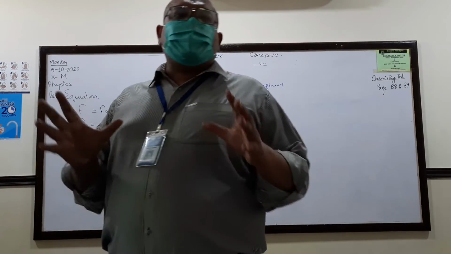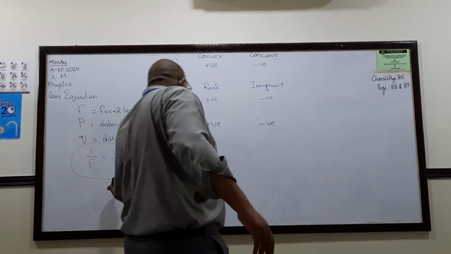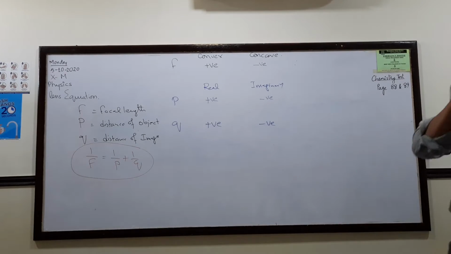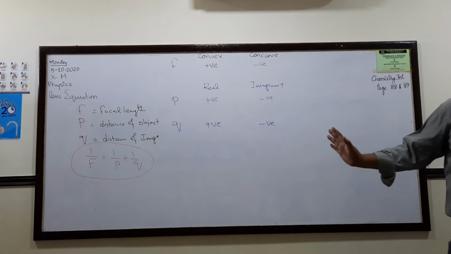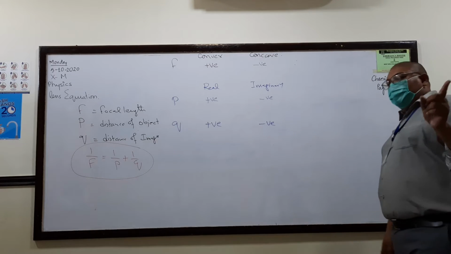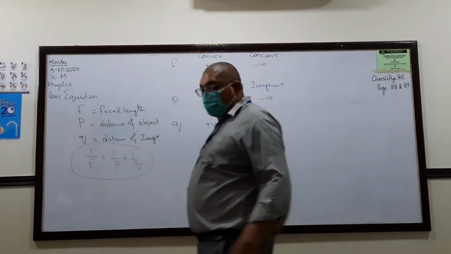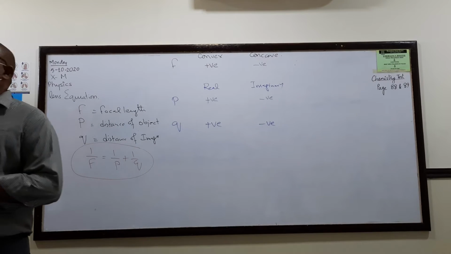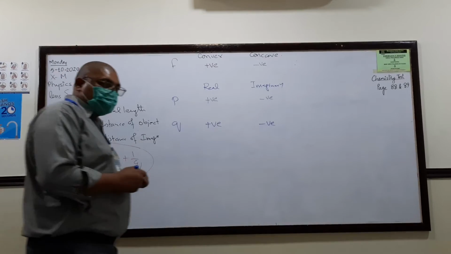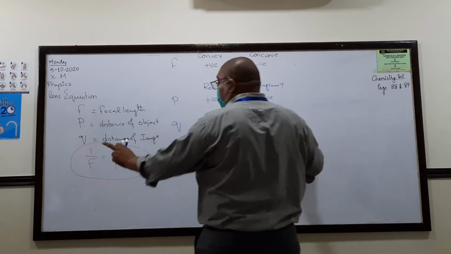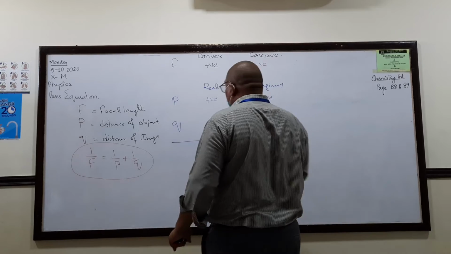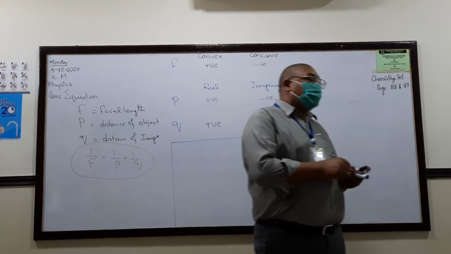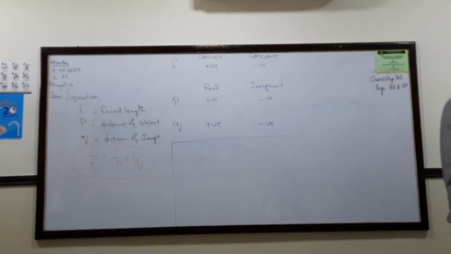Okay, so this equation is called the lens equation: 1 by f is equal to 1 by p plus 1 by q. Don't forget it. Another equation which will be used in your numericals, which we will solve, is the linear magnification. Remember, this thing is over. Now I want to tell you another formula which is used in these numericals.